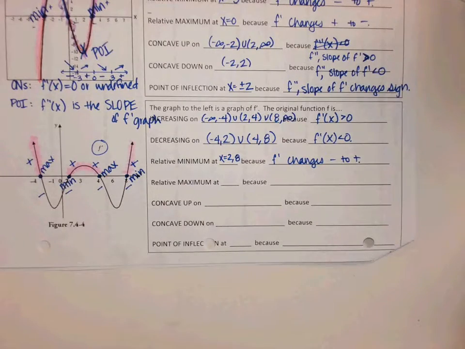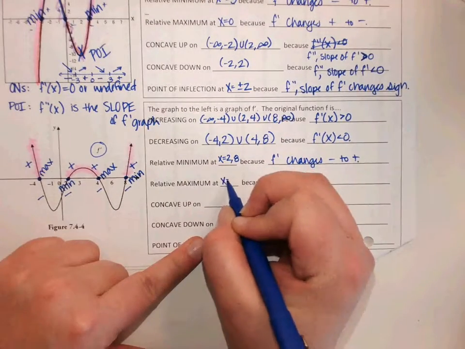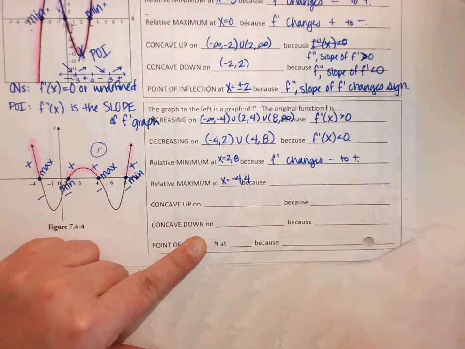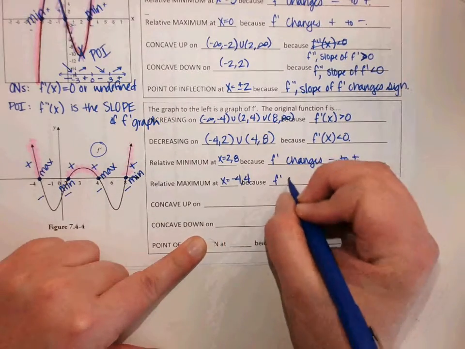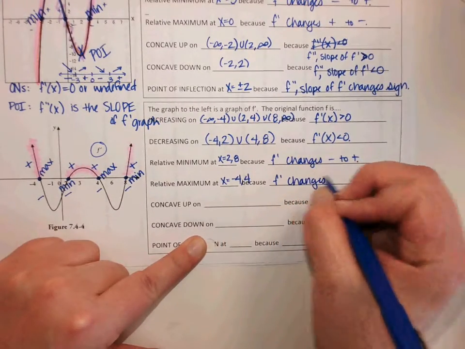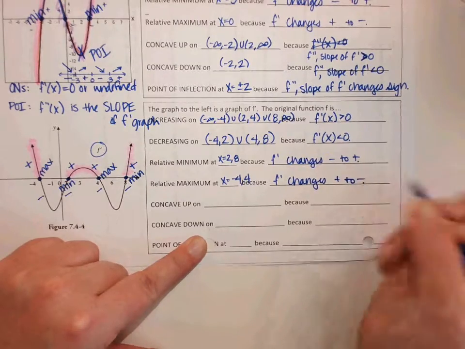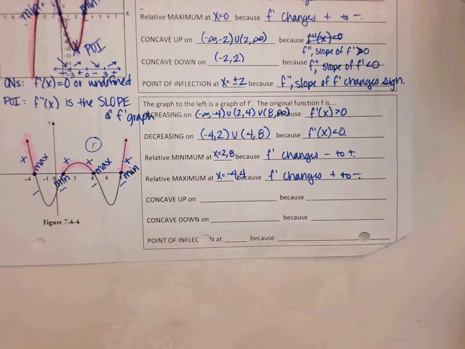Then I have maxes, we said, at -4 and 4 because f prime changes plus to minus. Now, someone in the other class asked why you can put f prime here and not f prime of x. Those are the same. It doesn't matter. You can call it f prime of x here, you can call it f prime here. It's just a shorthand. They're both fine.